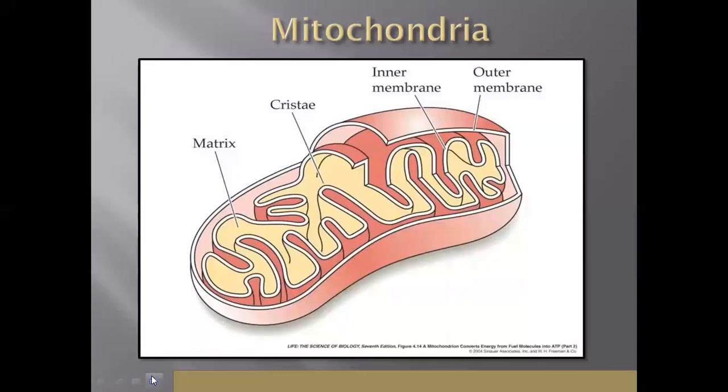This is the diagram of mitochondria. Let's begin with the outer membrane. The inner membrane is highly folded, and these folds are known as cristae. The inner space is known as the matrix.